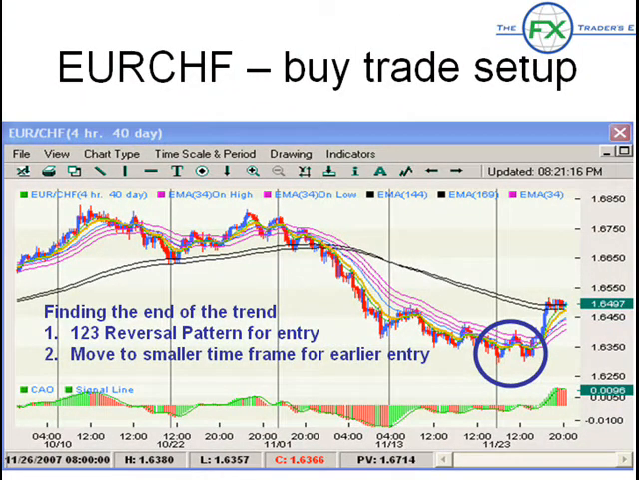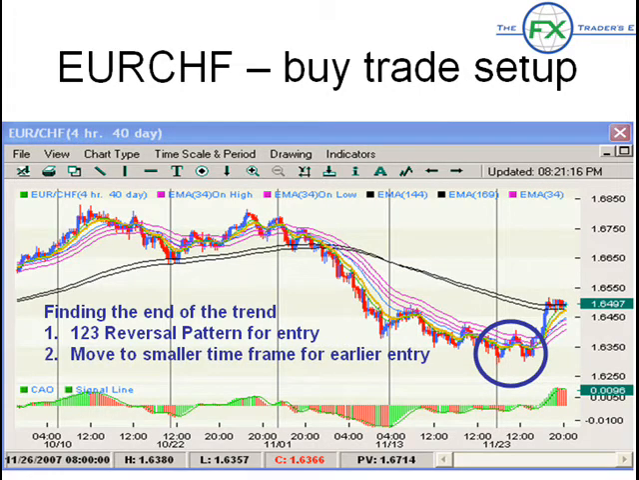So what is that pattern that we're going to look for at the end of the trend? That pattern is going to be the 1, 2, 3 reversal pattern for entry. We had that pattern in all of these currency pairs. If you like, you can move to a smaller time frame for earlier entry. These charts that I just showed you are the 4-hour charts, and I've circled all of the reversal patterns, the 1, 2, 3 patterns. Now let's go down to the pound Swiss.